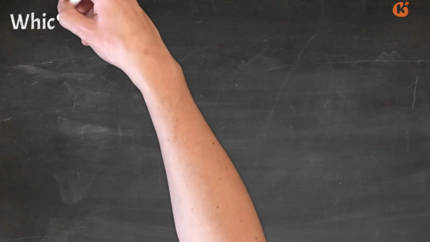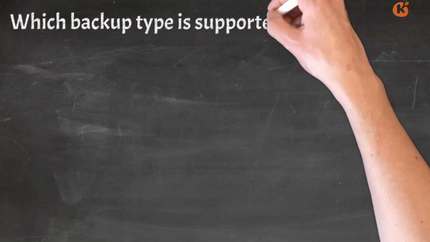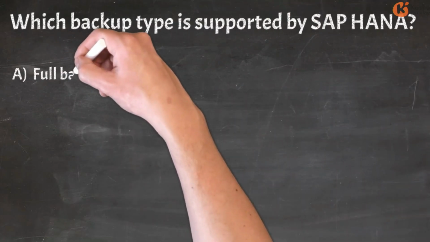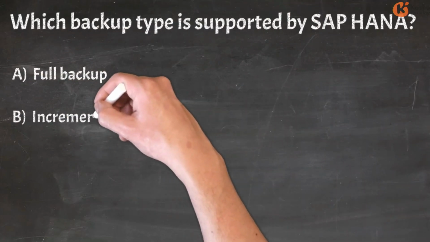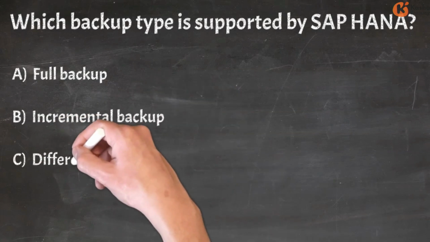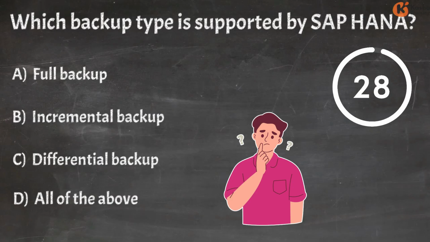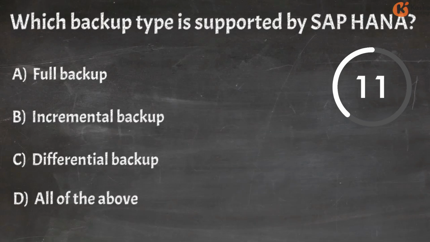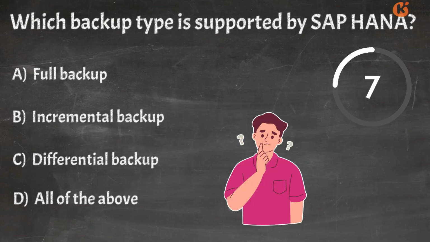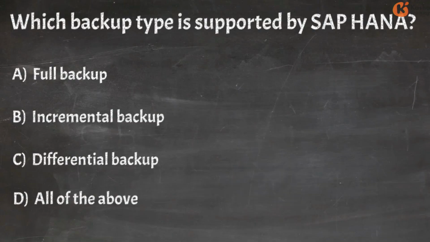Question 21. Which backup type is supported by SAP HANA? A. Full backup. B. Incremental backup. C. Differential backup. D. All of the above. Correct answer D. All of the above.